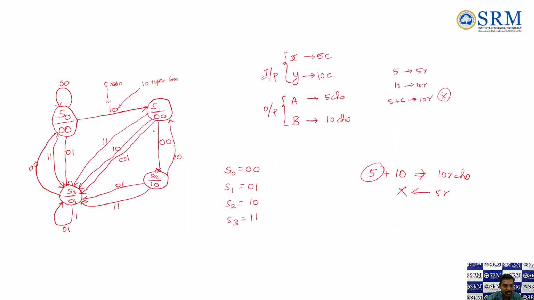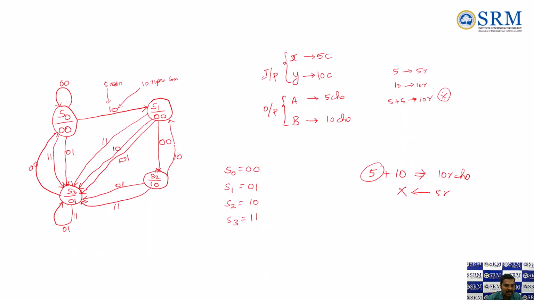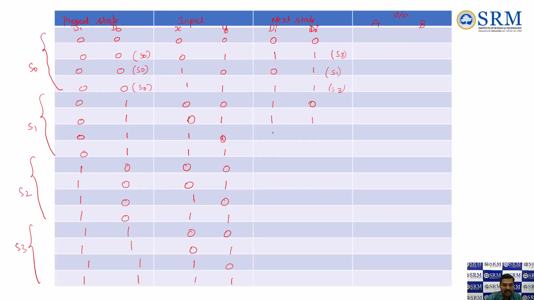For the same state, when 0, 1 is given, it moves to the S3 state. So it is 1, 1. So 0, 1, 1, 0 is given. When 1, 0 is given as input, it moves to the S3 state. So the S3 value is 1, 1. Similarly, you have to complete the entire table, right?